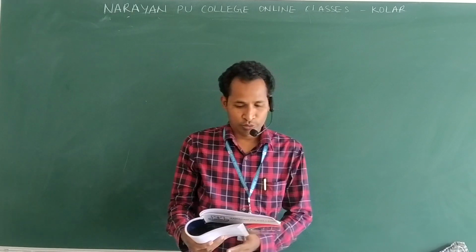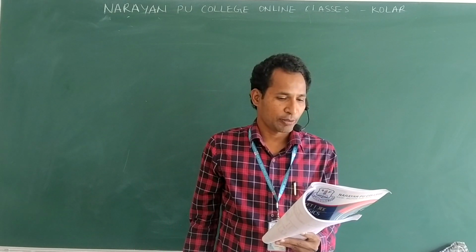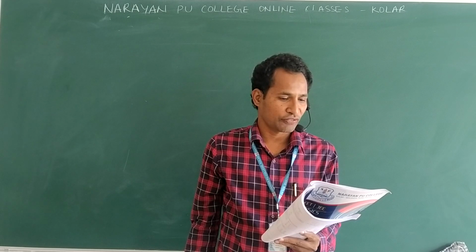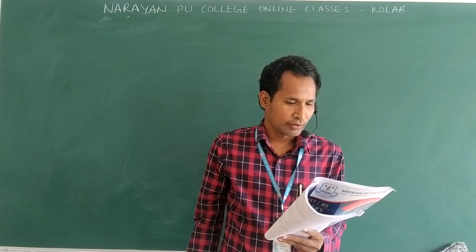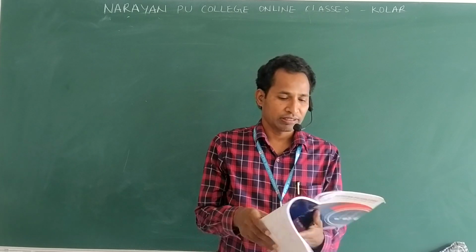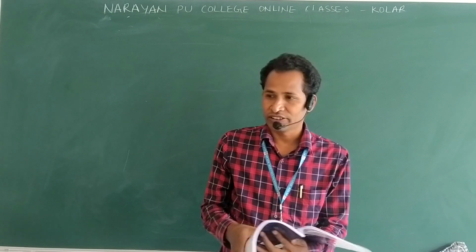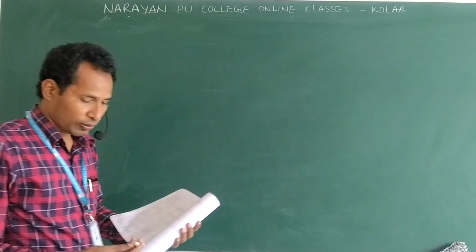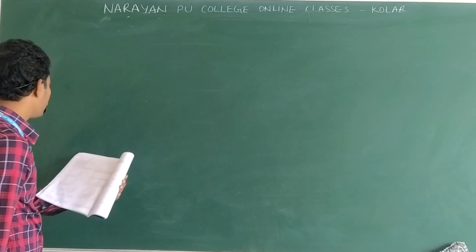Now come to question 34. A proton and neutron are placed at separation d on a smooth surface. The speed of proton when separation becomes 2d. This is just like question number 27. I will just give the hint, then you solve this problem. Clear? 34. Proton and neutron.